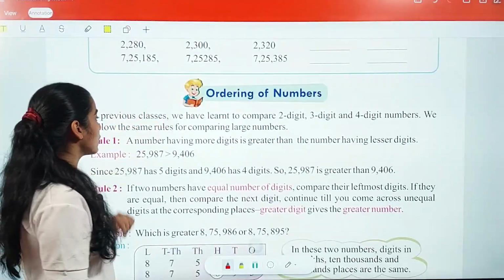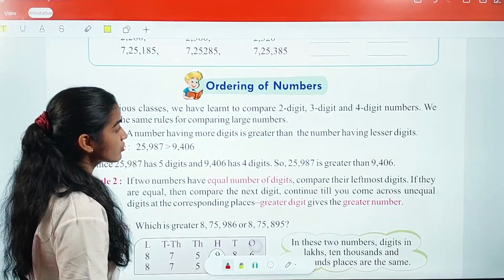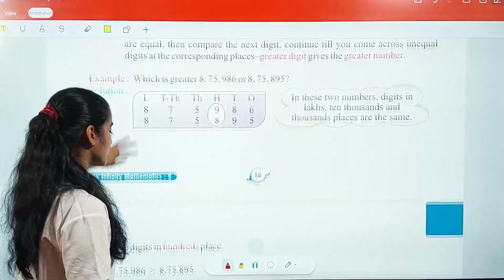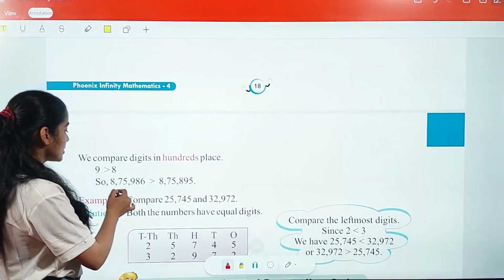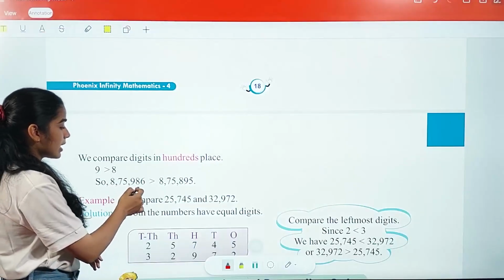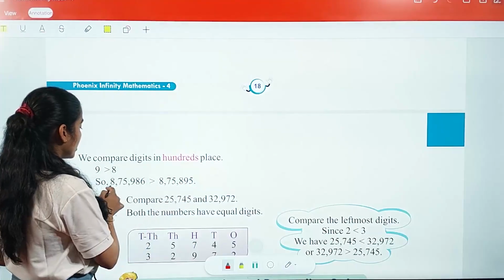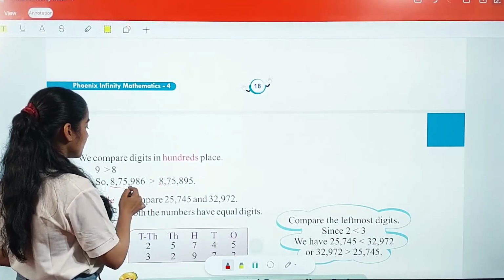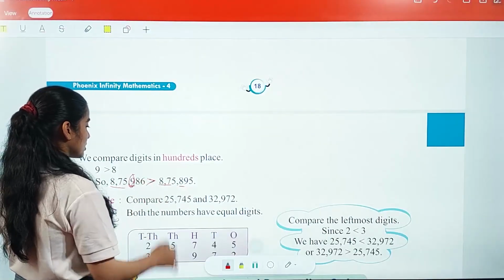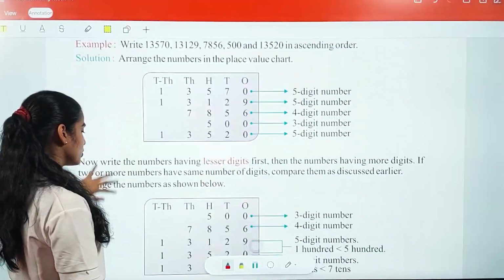Next, we have ordering of numbers. In previous classes, we have learned to compare 2-digit, 3-digit and 4-digit numbers. We follow the same rule here. So if you have 2 numbers, 8,75,986 and 8,75,895. So 875 is the same, 875 is the same, then 9 and 8. Which one is bigger? 9 is bigger. So we choose this. In the same way, the same method we have to use here.